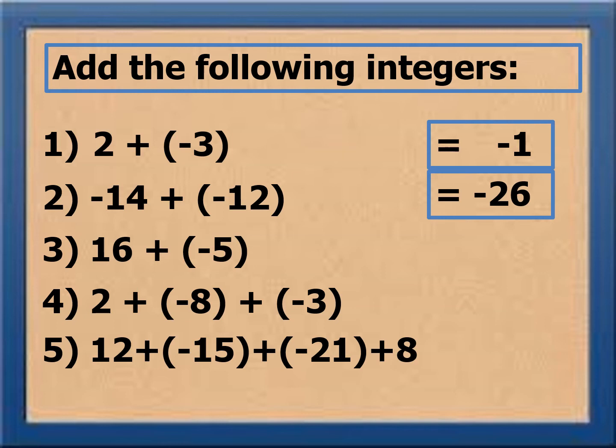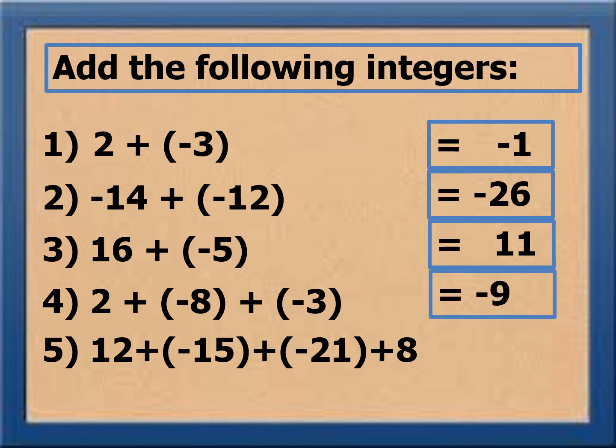How about for number 3? This is similar to number 1. The only difference here is the bigger number is positive. So that's the reason why we have positive 11. For number 4, you may add first the two similar signed numbers. Then you may proceed to another operation for the positive 1. So that's negative 8 plus negative 3 is negative 11, right? So negative 11 plus 2 is equal to negative 9.